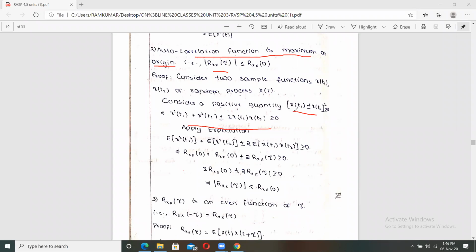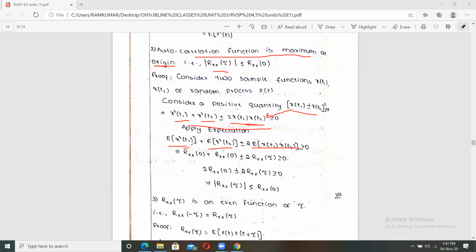If you expand this, after this is in the form of a plus b the whole square, then it is equal to x square of t1 plus x square of t2 plus or minus 2 into x of t1 into x of t2. This is the formula for this function. Now apply expectation on both sides. Then we get E of x square of t1 plus E of x square of t2 plus or minus 2 into E of x of t1 into x of t2 is greater than or equal to 0.